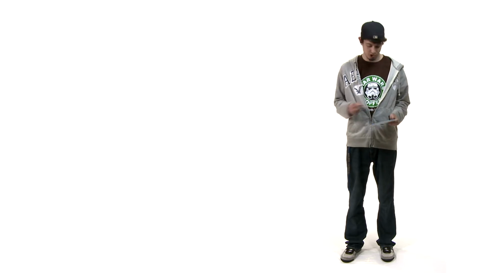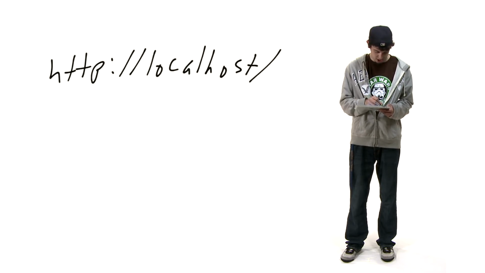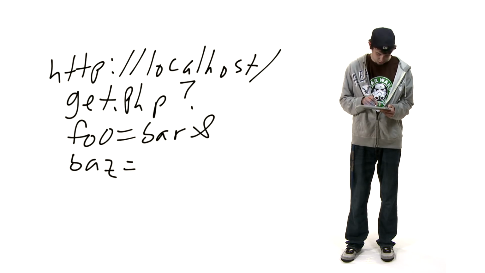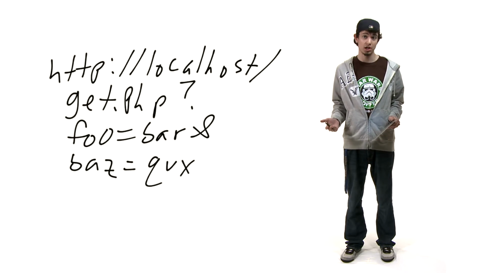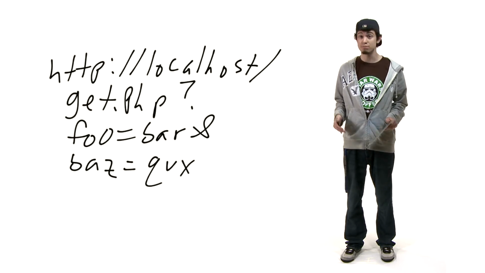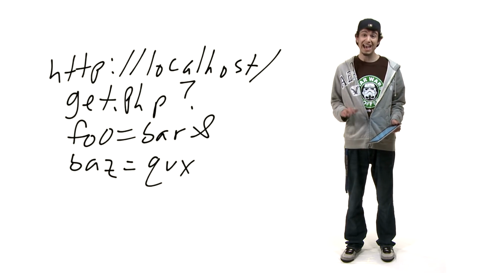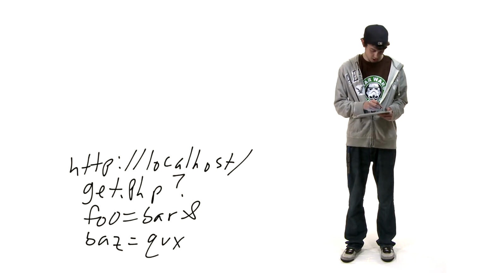So, a URL that looks like http://localhost/get.php?foo=bar&baz=quux has two key-value pairs in the query string. The key foo maps to the value bar, and the key baz maps to the value quux. We can easily access these key-value pairs using a special variable in PHP: $_GET.